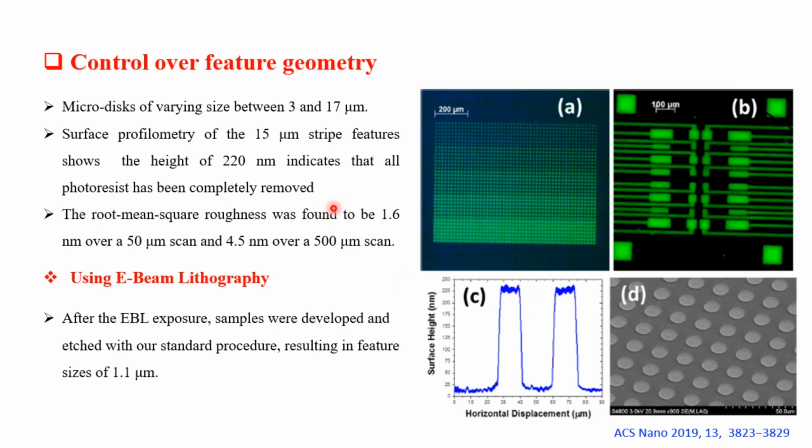So and also they calculated the surface roughness, and they found 1.6 nanometer over a 15 micrometer scan and 4.5 nanometer of roughness over a 500 micrometer scan. So these quantities are already published in the literature, that in some standard methods this much roughness is found for the halide perovskite. So we can say that this method is efficient with some standard methods.